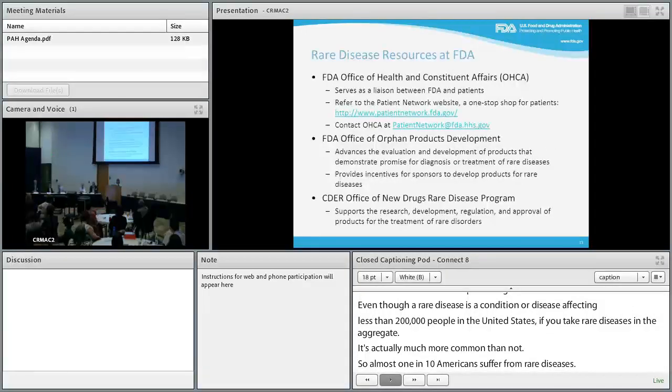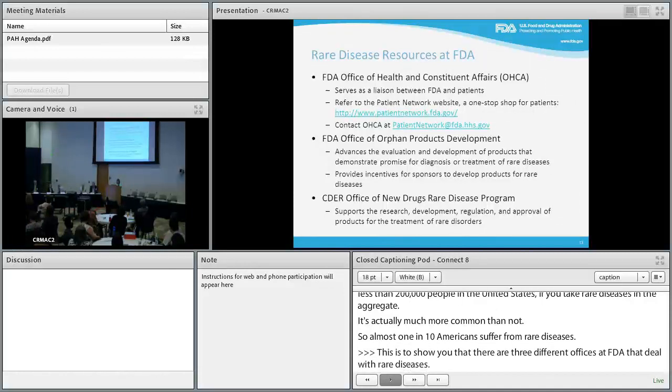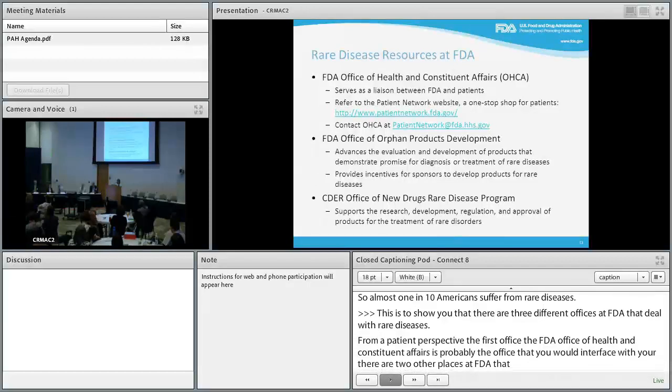This is to show you that there are 3 different offices at FDA that deal with rare diseases. From a patient perspective, the first office, the FDA Office of Health and Constituent Affairs, is probably the office that you would interface with. But there are 2 other places at FDA that look at rare diseases and orphan products. And we have representatives from both offices here today.